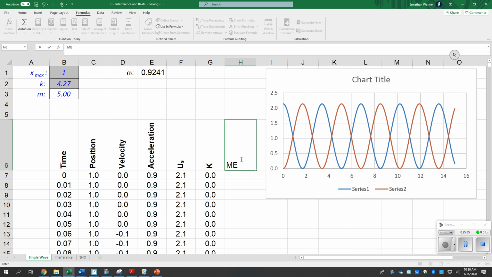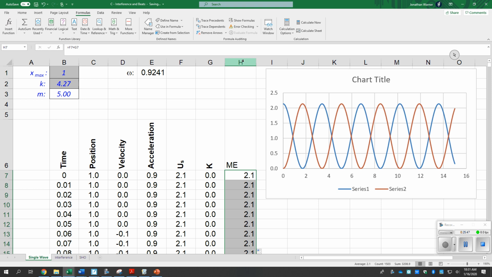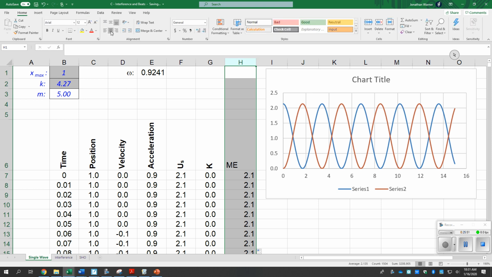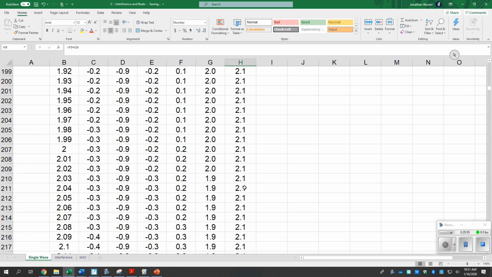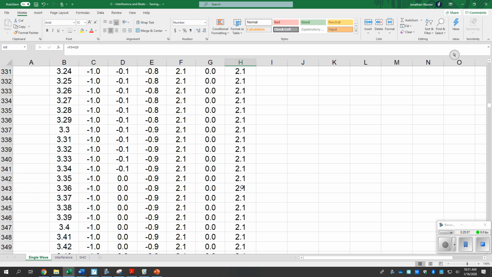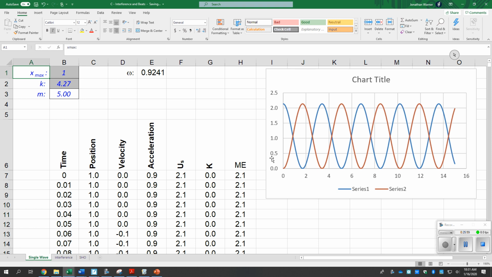Total mechanical energy: guess what that is? It's equal to this plus this. Watch this, do them all. This shows us mechanical energy, for hundreds and thousands of data points, these mechanical energies are all the same.